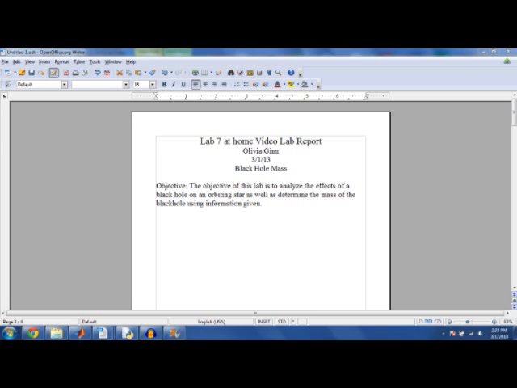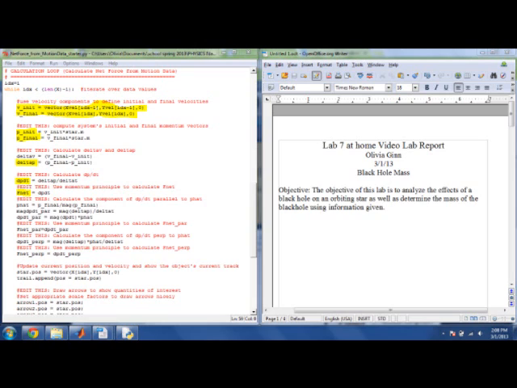The objective of this lab is to analyze the effects of a black hole on an orbiting star, as well as determine the mass of the black hole using information given. So, the first thing I had to do was to set up some computations that would give me the mass of a black hole that the star was orbiting.